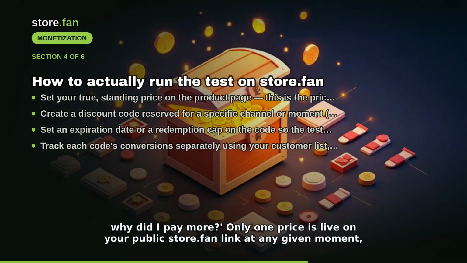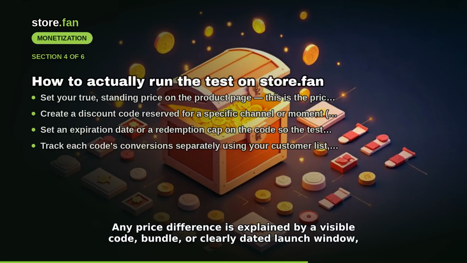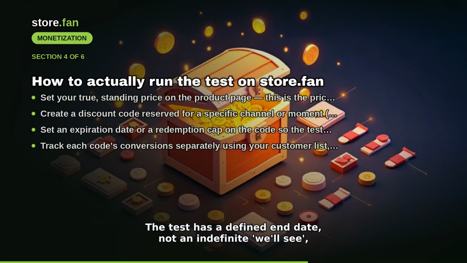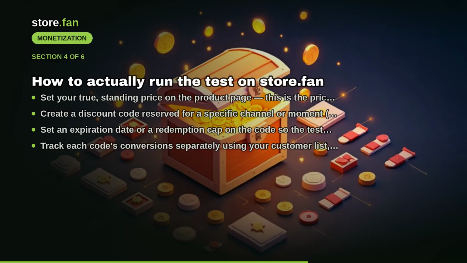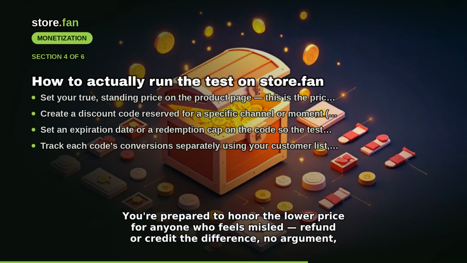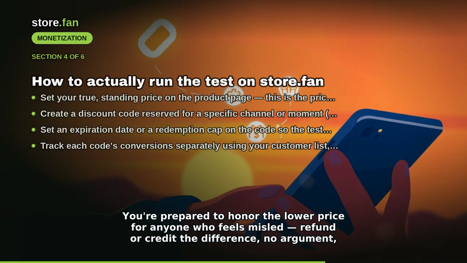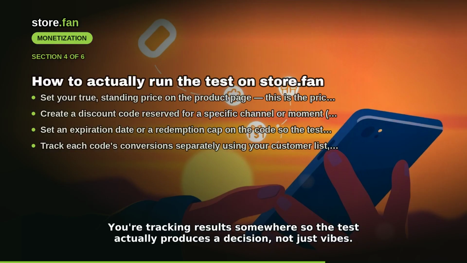Only one price is live on your public store.fan link at any given moment. Any price difference is explained by a visible code, bundle, or clearly dated launch window. The test has a defined end date, not an indefinite "we'll see." You're prepared to honor the lower price for anyone who feels misled, refund or credit the difference, no argument. You're tracking results somewhere so the test actually produces a decision, not just vibes.